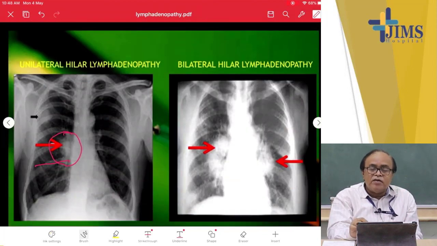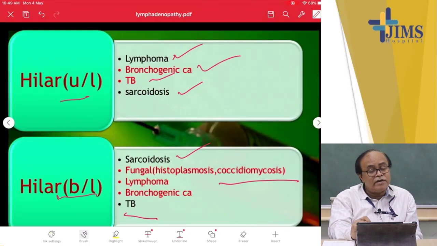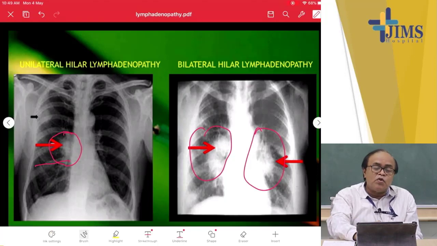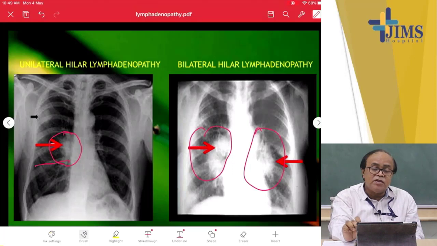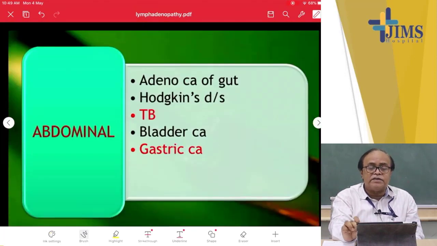Then in this picture, both the hilar lymph nodes are enlarged. Causes, I have told you: sarcoidosis, fungal infection, lymphoma, bronchogenic CA and tuberculosis. So when you get a chest X-ray, and obviously it is part of the investigation in case of lymphadenopathy, if you see these pictures, automatically you have to exclude all those diseases to come to a diagnosis.